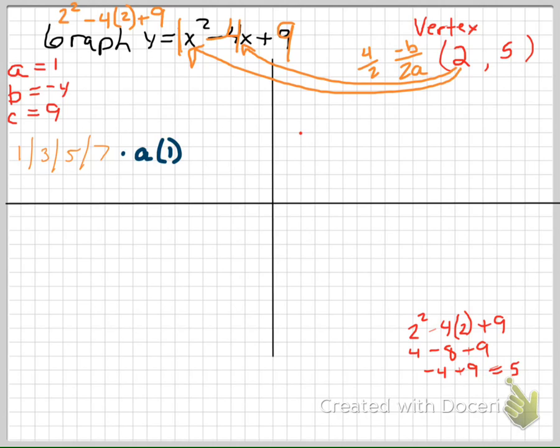So from our vertex, we're going to go 1, 3, 5. I have room for 1, 3, 5. Maybe you only have room for 1, 3 because it's a tall vertex going up. And then you connect your dots. It is not a herky-jerky V graph. It is a beautiful St. Louis arch curve.